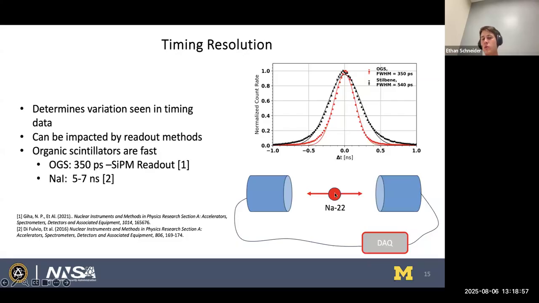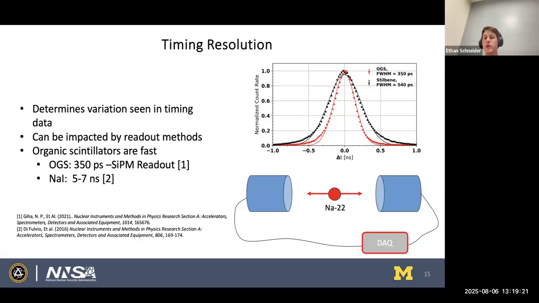Well, sodium-22 will emit a positron. The positron will annihilate, and from this we'll get these two 511 keV gammas, which are emitted in opposite directions, with the same energy at the same time. So as long as our detectors are equidistant from each other, whenever an event hits one and an event hits the other, it should be at the same time.